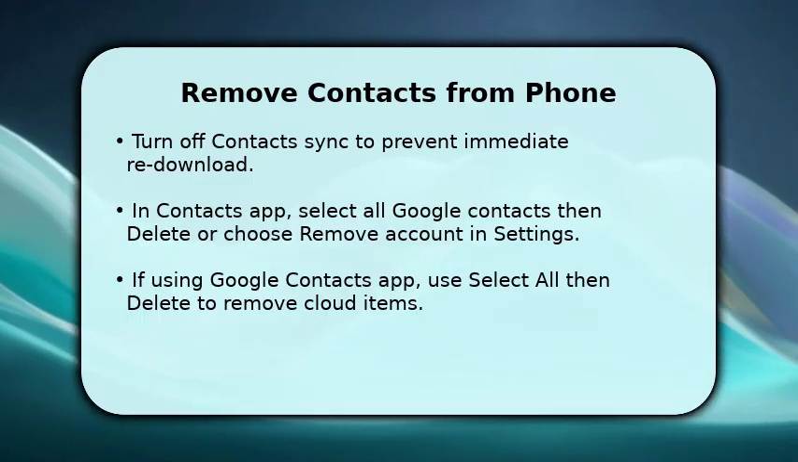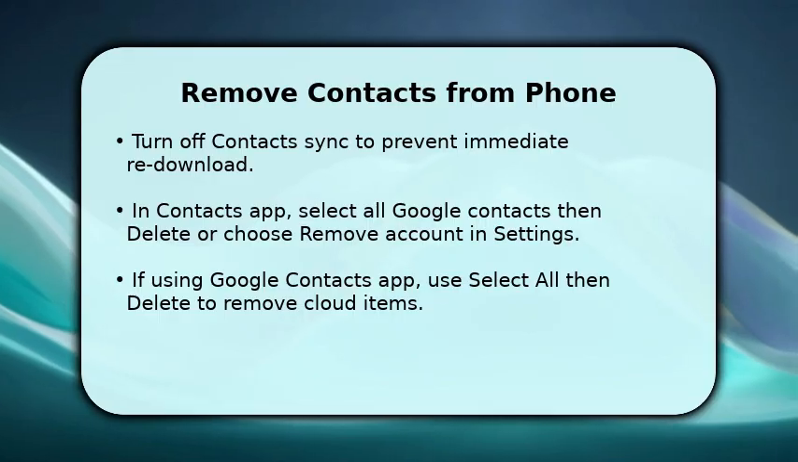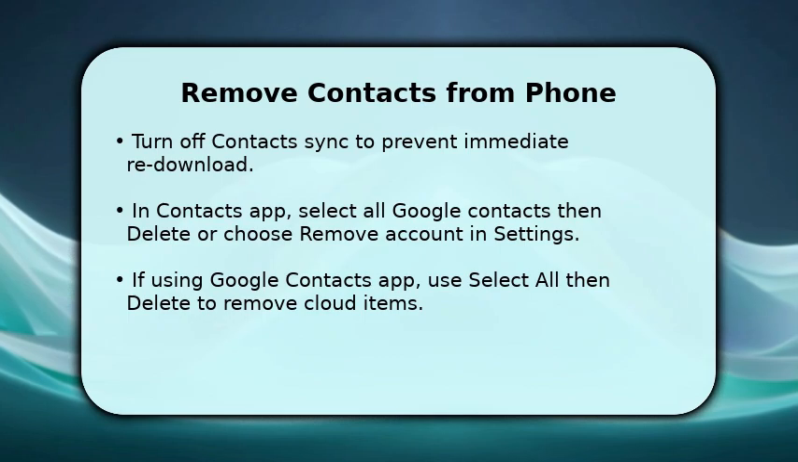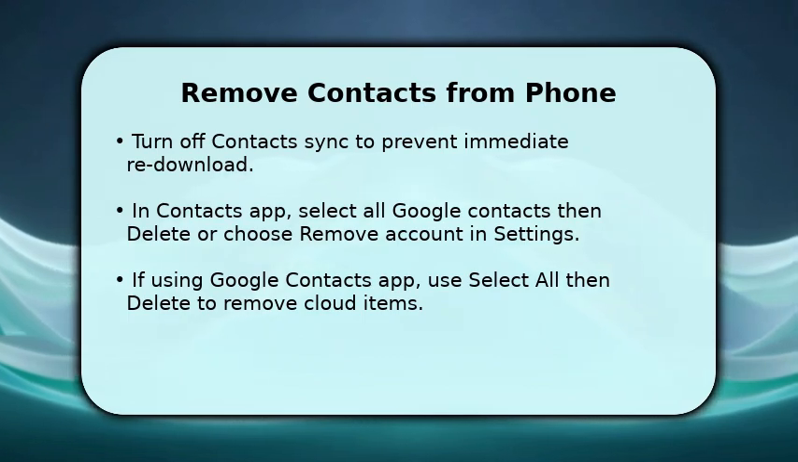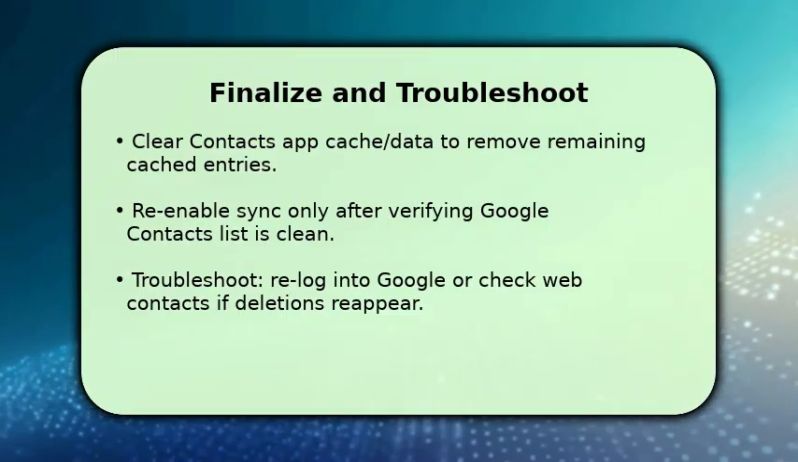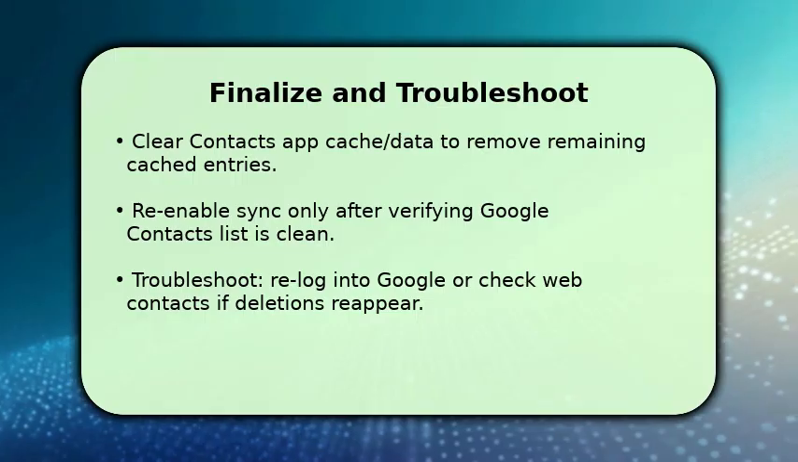the phone at once. If you prefer cloud removal, open the Google Contacts app. Select the items and delete there, so the changes propagate to your device. Finish by clearing the Contacts app cache, and if needed, app data to ensure no local remnants remain.